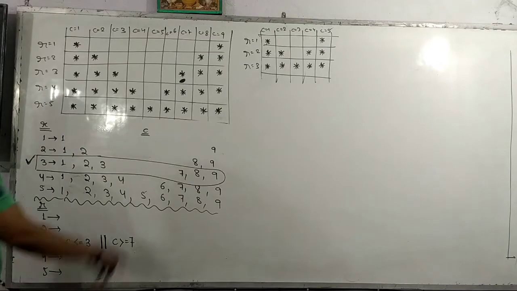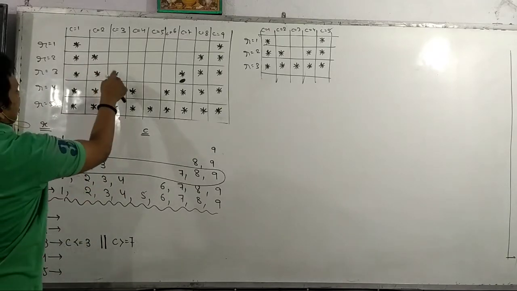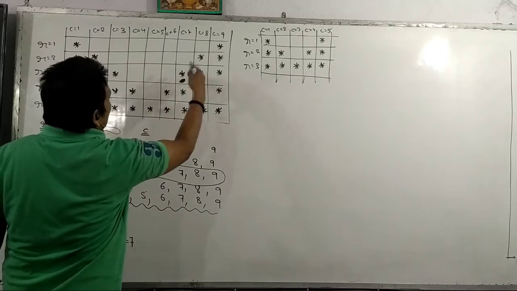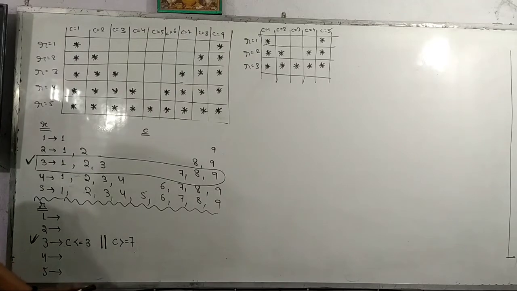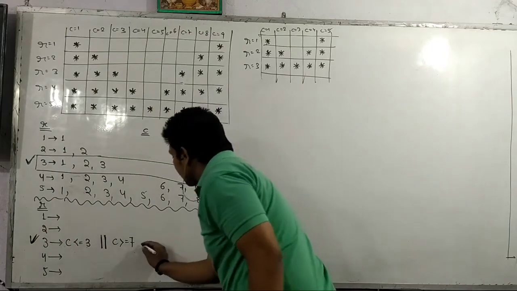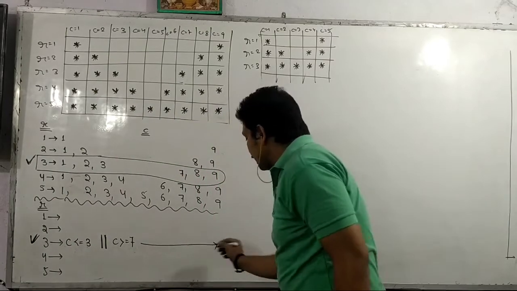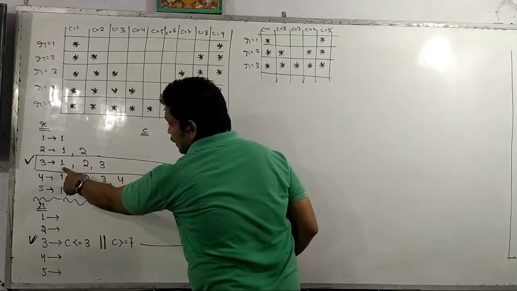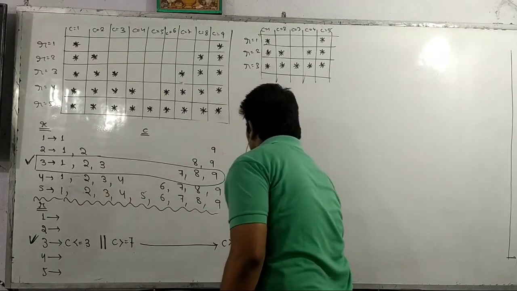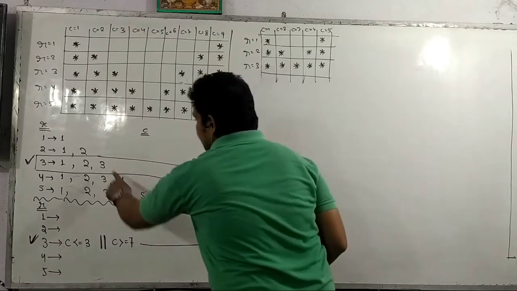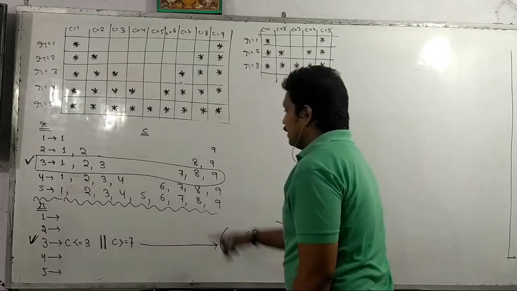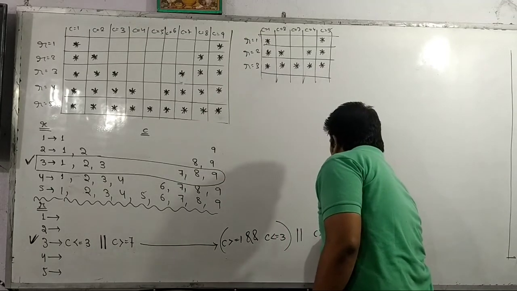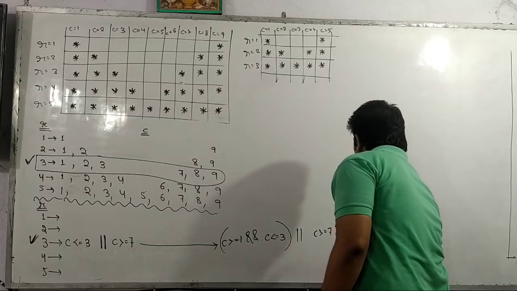This is the logic. The value of c should be less than equal to 3 or should be greater than or equal to 7. Is this clear? Okay. Now sir, can we write it like this? Can we write it like this? C, the value of c, look here, c greater than equal to 1 and c less than equal to 3, logical or c greater than equal to 7 and c less than equal to 9.